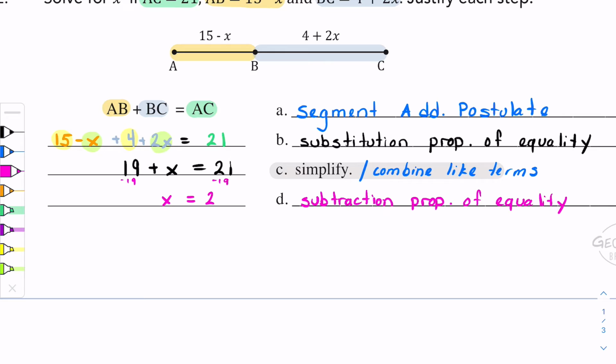Okay, again, notice that substitution and subtraction would have the same abbreviation, so be careful on that. Make sure you write out the full word so we know what you're doing.